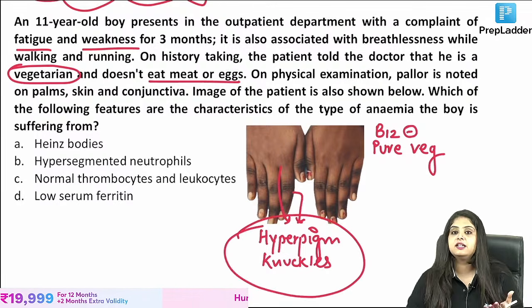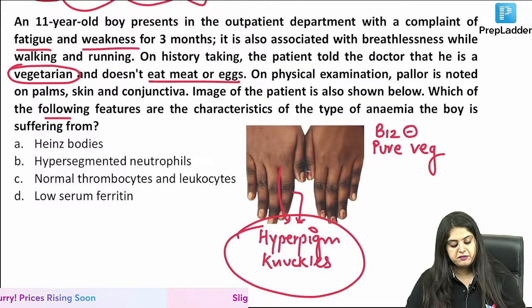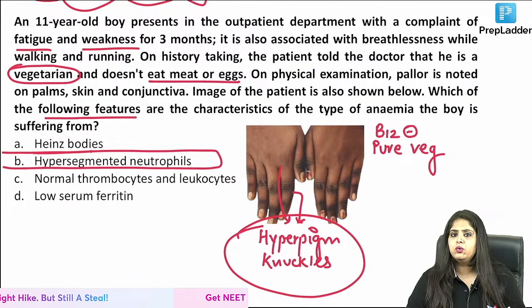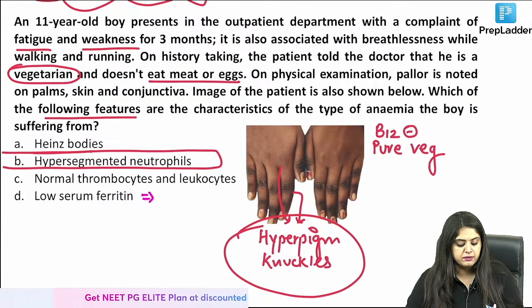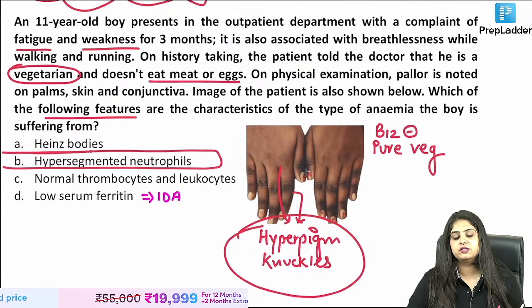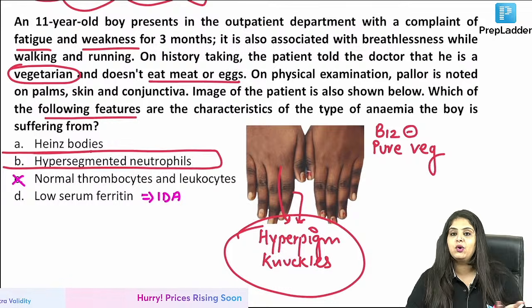They are saying, haath dekh ke anemia batao. This is B12 deficiency. They will say, which of the following features are going to be seen? That is hypersegmented, yes. But before I go into this, when would you say low serum ferritin? Low ferritin would have made me think of iron deficiency anemia. Normal thrombocytes and leukocytes is a very vague statement, normal sab kuch.